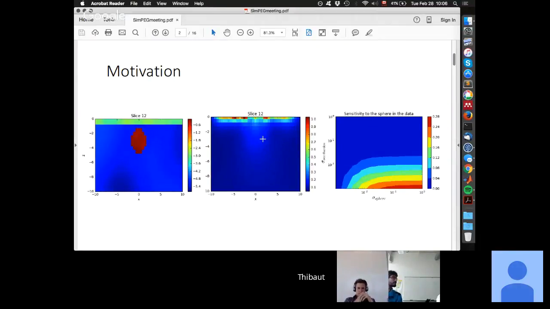And this is your DC data? I'm using DC data for this example, and it's a gradient array. I chose a gradient array because it makes it much more difficult to detect things at depth, and I also have some gradient array in my real data.